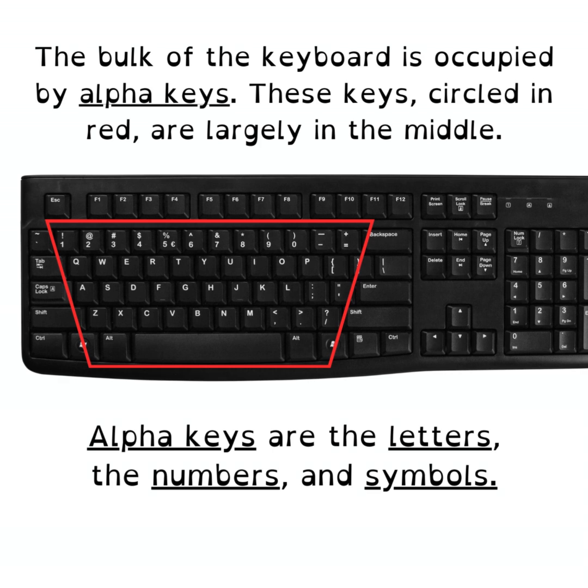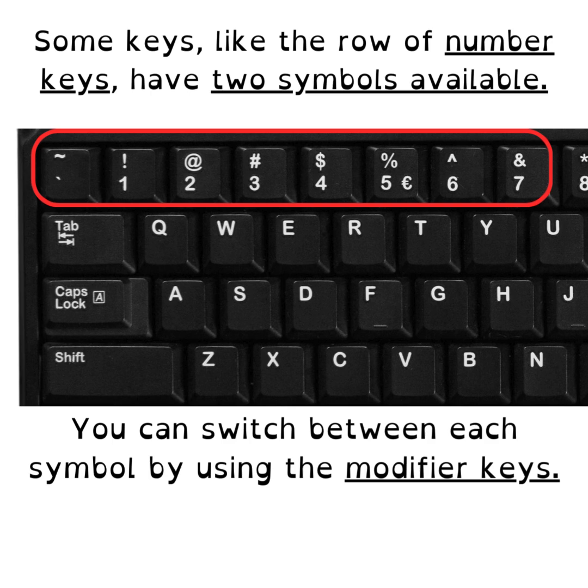The bulk of the keyboard is occupied by the alpha keys. These keys, circled in red, are largely in the middle. Alpha keys are the letters, the numbers, and symbols. Some keys, like the row of number keys, have two symbols available. You can switch between each symbol by using the modifier keys.